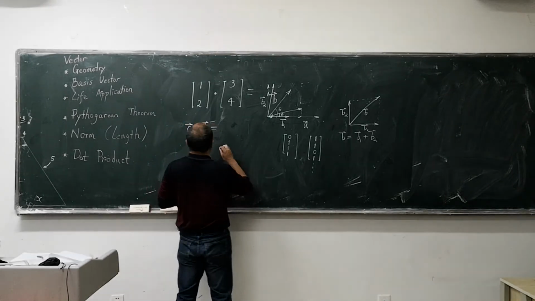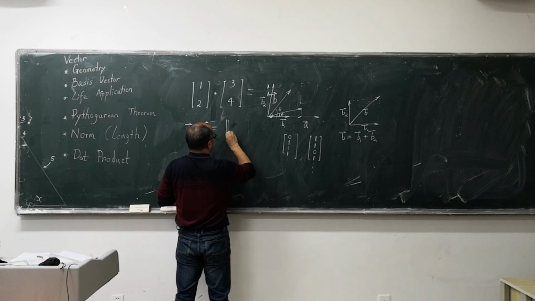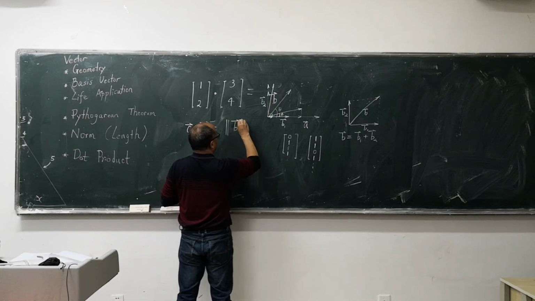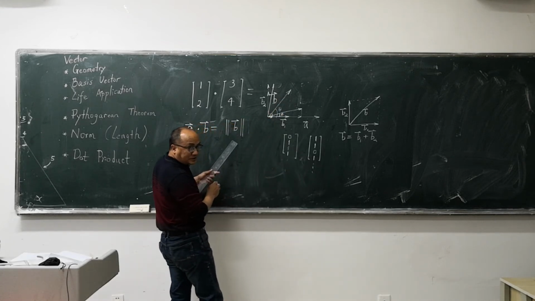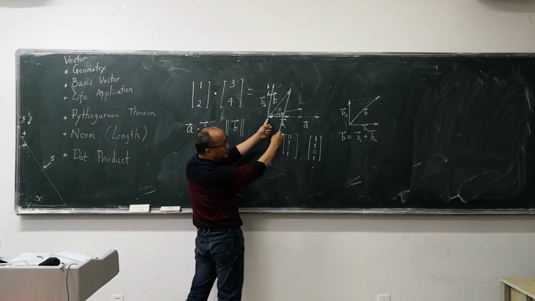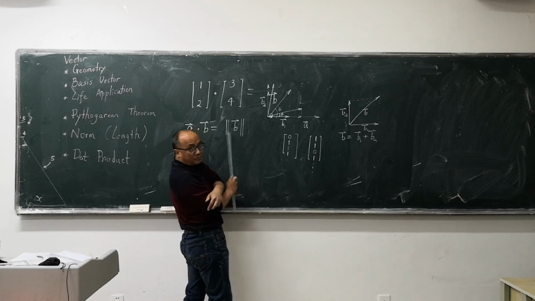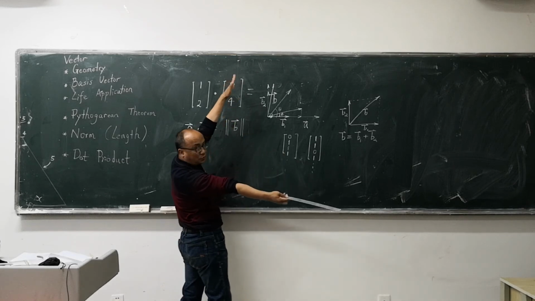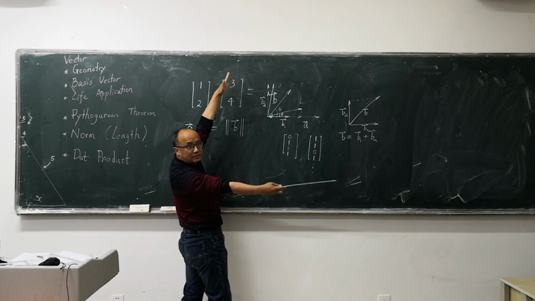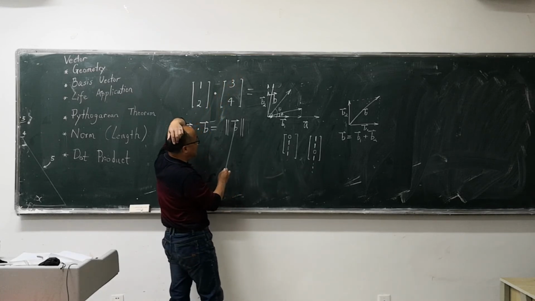So it's A, B. This is the norm, okay? This means the length. I'm giving you the general formula, okay? Theta is the angle between the two vectors. Theta is the angle between two vectors, okay?